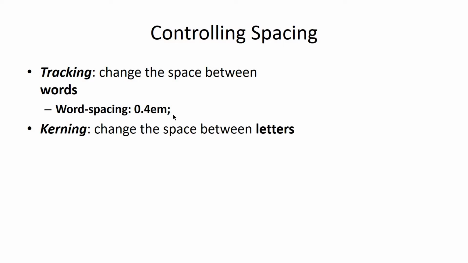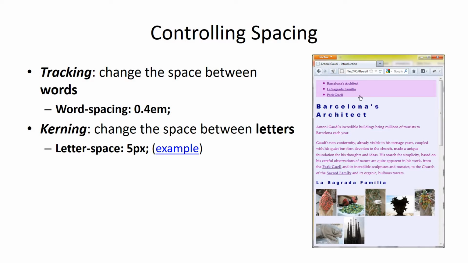length. And similarly, you can change the space between letters, and this is called kerning. Here the property is letter spacing followed by a length measure. Here it is 5 pixels. So here we can see an example of a web page with letter spacing applied. These apply to the headings, so you can see the letters within the page have larger than normal spaces.